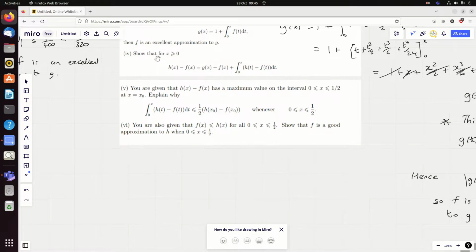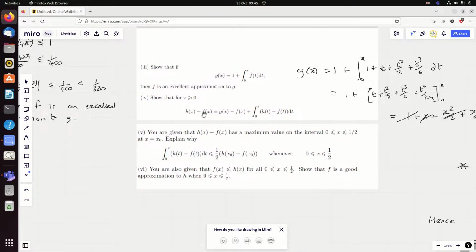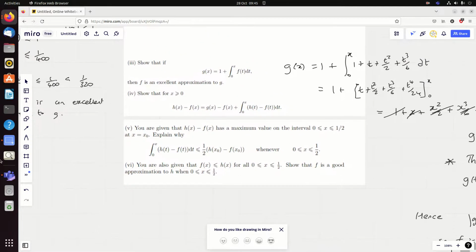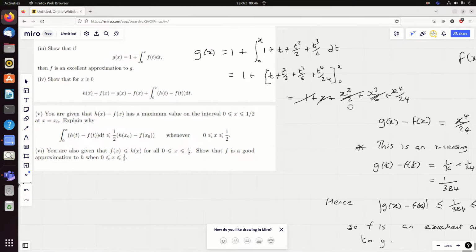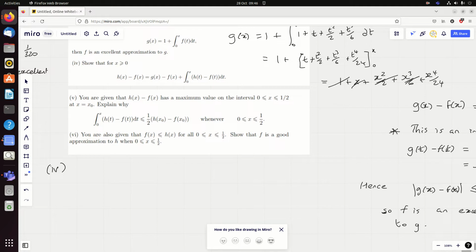Part 4. Show that for x is greater than or equal to 0, this funny looking result is true. Well, let's have a look at it. We've got h, f's, and g's in this. G is what we defined it to be before. We've got g of x actually as that. I wish I hadn't crossed out the lines here. Let me see if I can just delete those so I can see what I'm doing. Okay, so that's g of x.